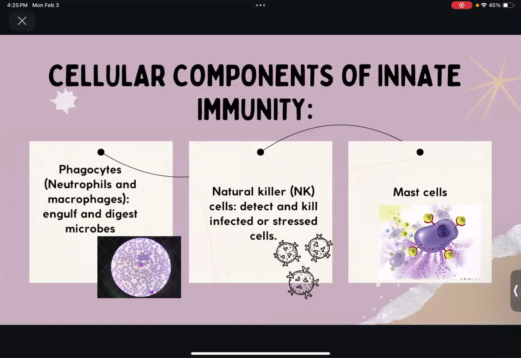Cellular components of innate immunity. Innate immunity is powered by specialized cells. Neutrophils and macrophages engulf and digest invaders, while dendritic cells present antigens to adaptive immune cells. Natural killer cells patrol the body to eliminate infected or abnormal cells.